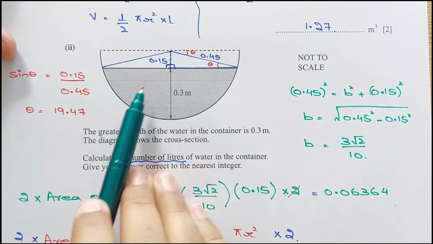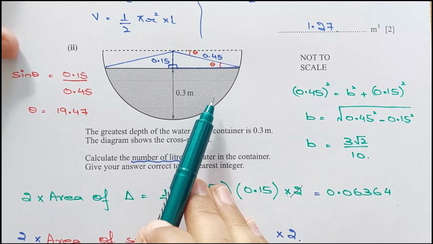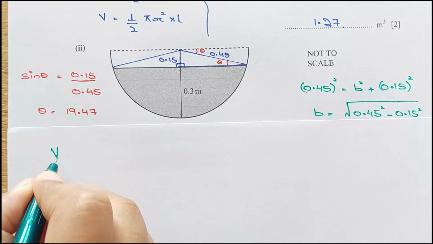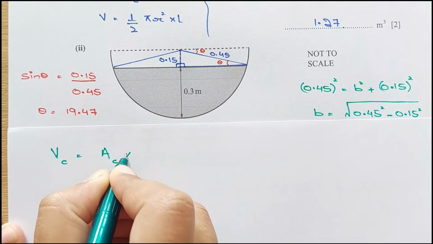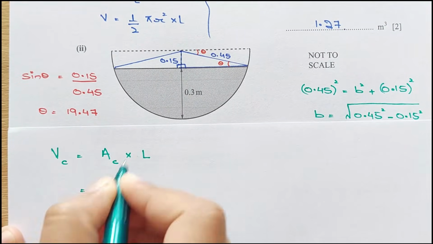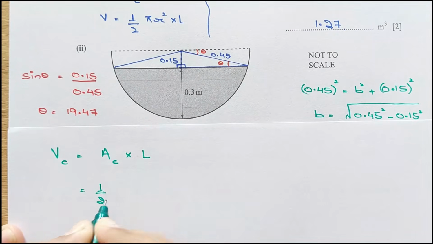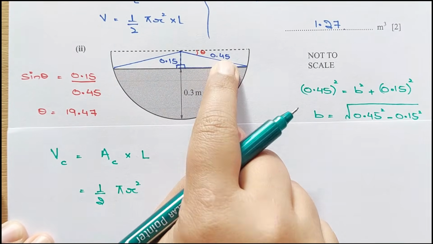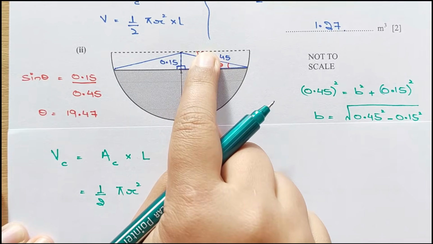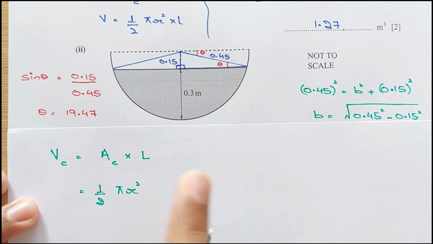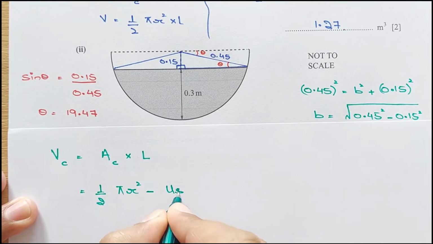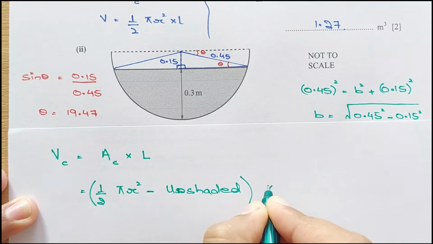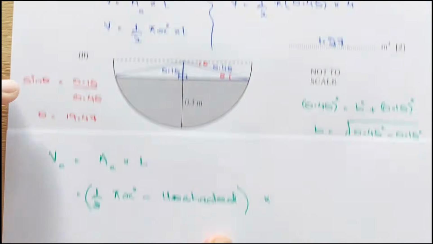Now to find the volume of this container, the quantity of water in this container, we need again to do the area of cross section times the length. So the volume of the container is the area of cross section times the length of the container. The area of the cross section is a semicircle, that is half pi r squared, right? This is the area of the cross section, but since some portion is shaded and some is not shaded, we need to subtract the unshaded area from the cross section, right? And then times by the length of the container, that is 4 meters, right?